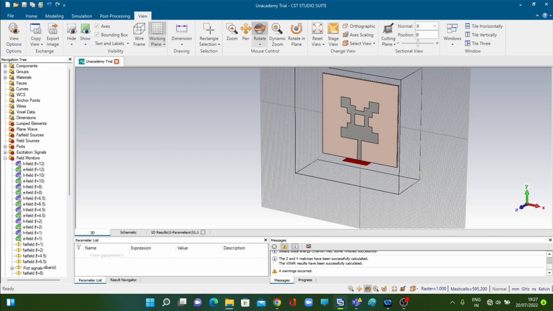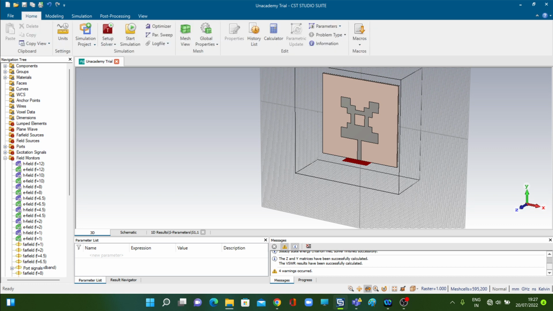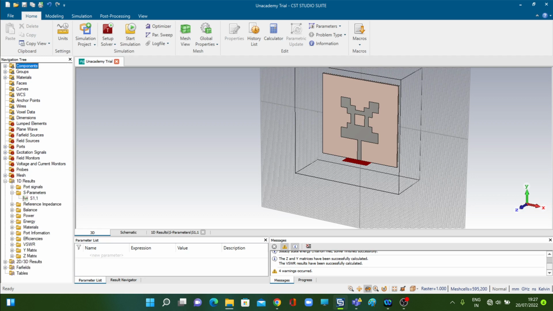So let's simulate this. In order to simulate, first, we have to set the tab to the home option like this. Home option we have to select. Next, in the navigation tree, I should hide all these so that you can see the entire navigation tree. See, this is the navigation tree.